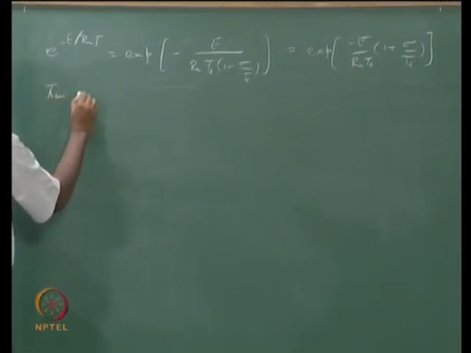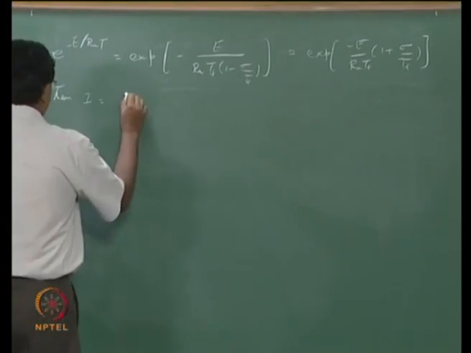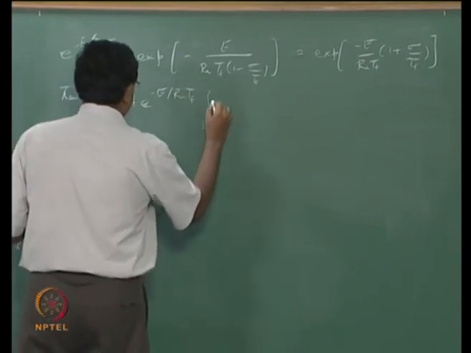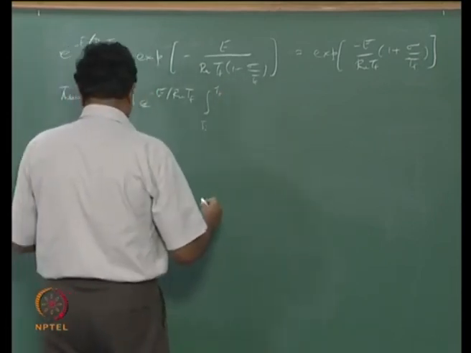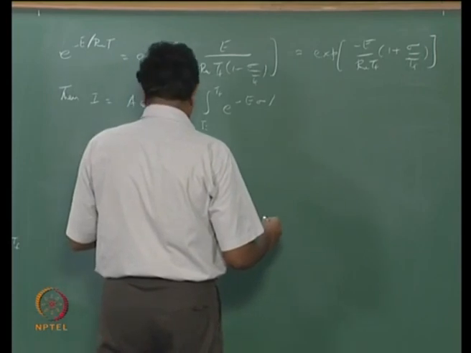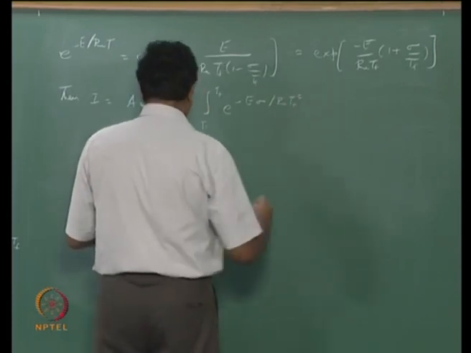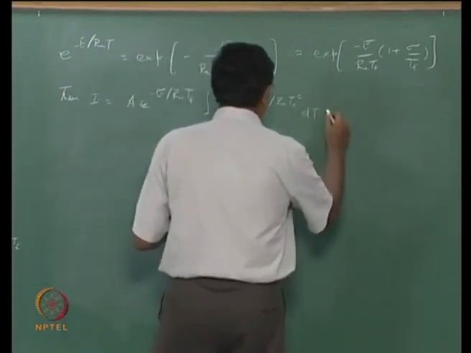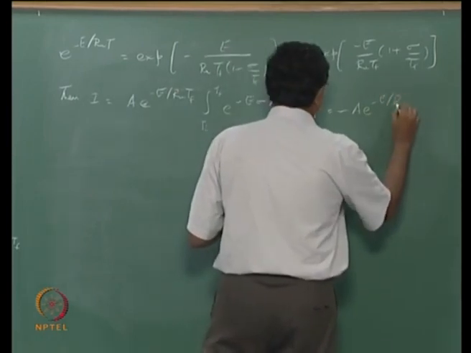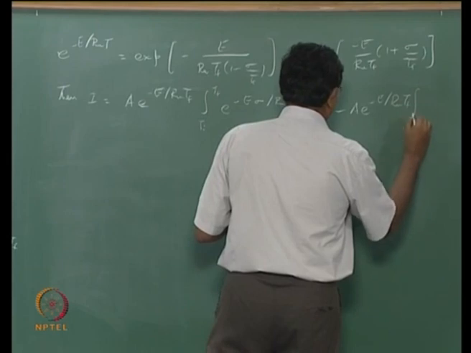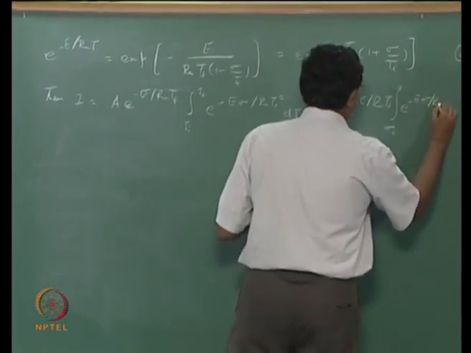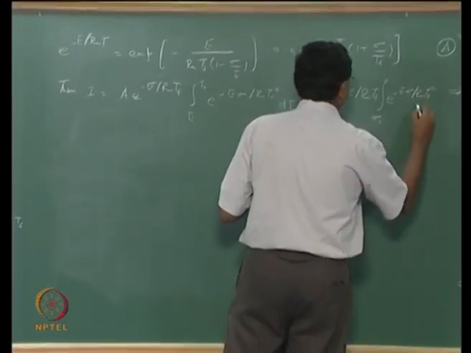then I is equal to, you can pull out these things, Ti to Tf e to the minus capital E sigma divided by RuTf squared dt, whereas our integral is with respect to sigma, so therefore we should write this as A e to the minus E over RuTf, integral sigma i to 0, e to the minus E sigma over RuTf squared d sigma.